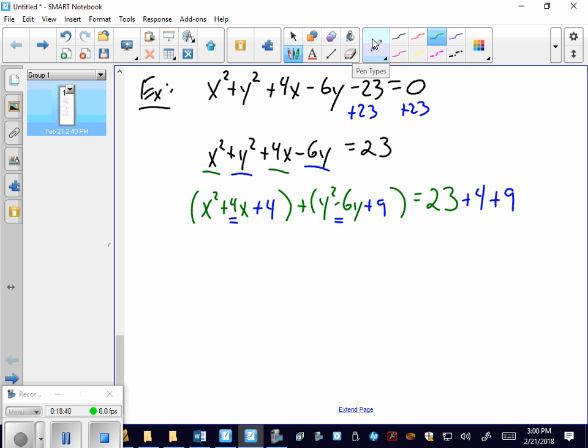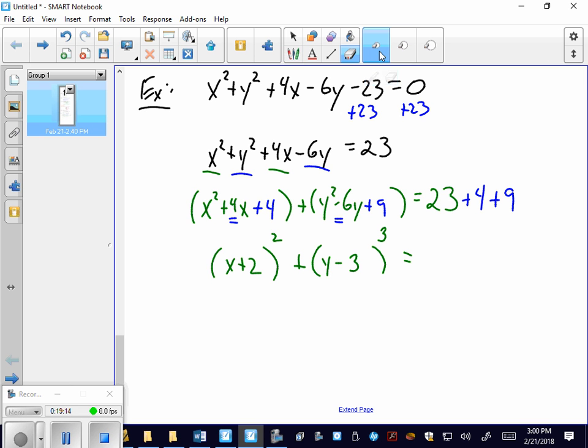To actually write this in the proper form now, we basically have to factor each one of these parentheses. When we do that, the first one, if I factor it, is going to give me x plus 2 times x plus 2, which is x plus 2 squared. The second one, when I factor it, because it's also a perfect square, is going to give me y minus 3 times y minus 3, which is y minus 3 squared.